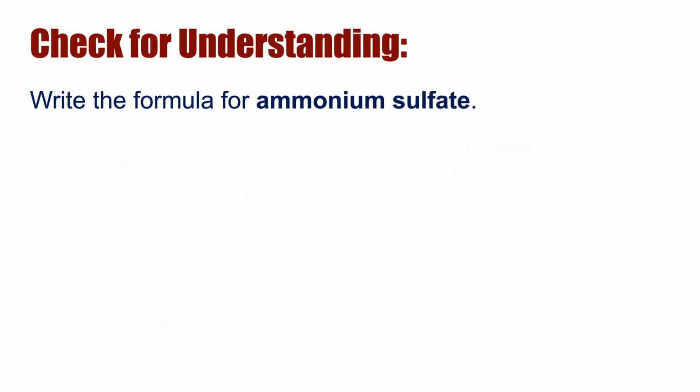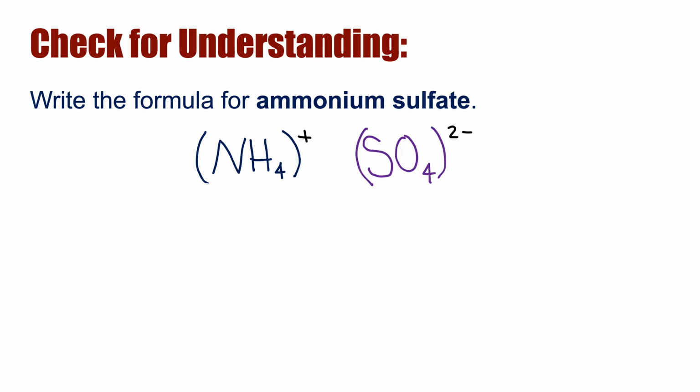Ammonium is a common polyatomic ion that we'll use in this class. It's pretty much the only cation polyatomic ion that you'll see. It's NH4, and then in parentheses, I put a +1. Sulfate is another common polyatomic ion in class. It's SO4, then I put parentheses around it, and then that -2 in that upper corner.